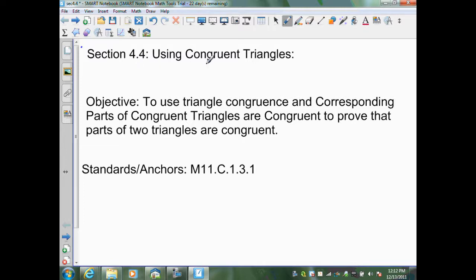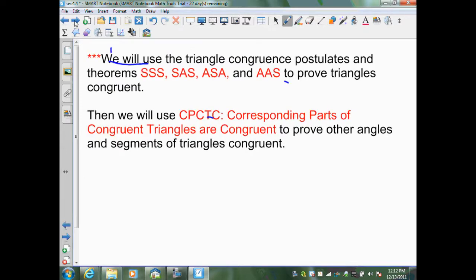Section 4.4, using congruent triangles. We know from previous sections that we have the ability to prove triangles congruent, and we can do that by postulates and theorems such as side, side, side, side, angle, side, angle, side, angle, and angle, angle, side. What we can do then is to use this definition, which is corresponding parts of congruent triangles are congruent.